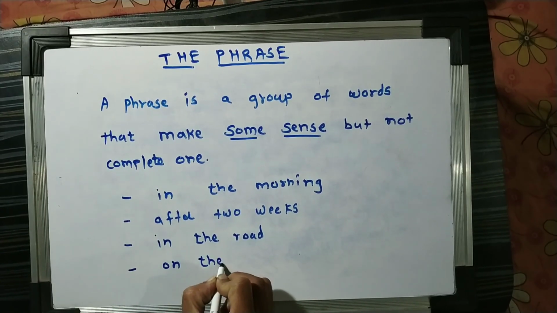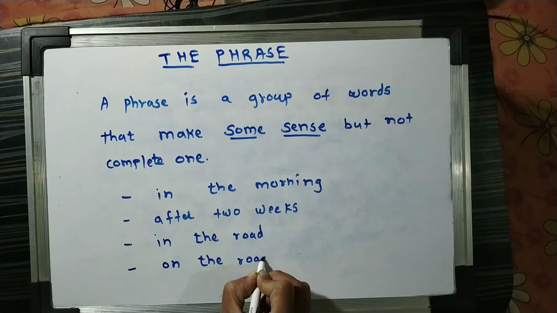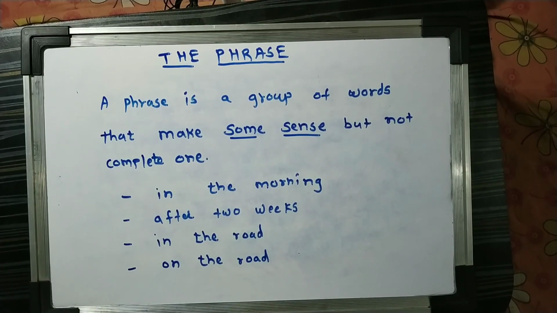On the road. Now this is also a group of words, but again after reading it we are getting only some sense out of that, and it is not the complete sense, and therefore this group of words also can be called a phrase but not a sentence. I hope you have understood what is meant by phrase.